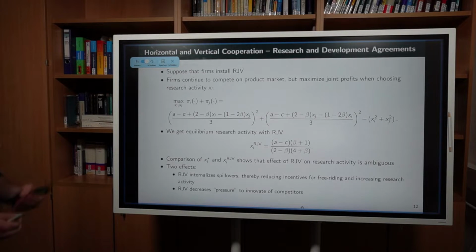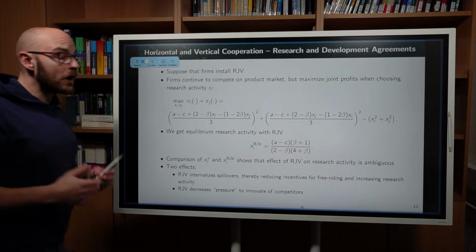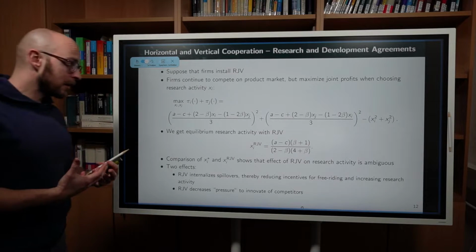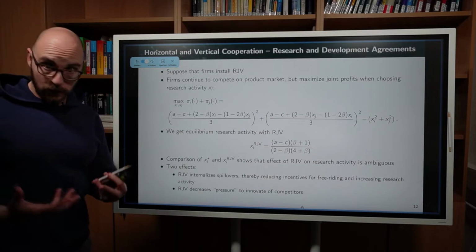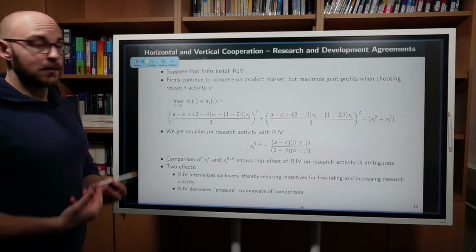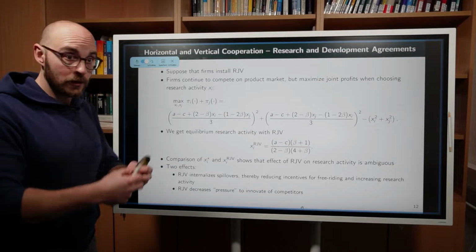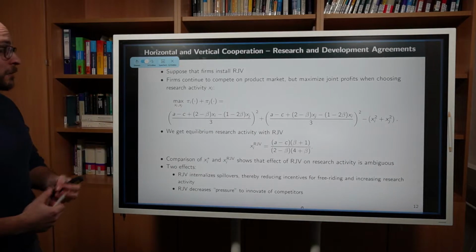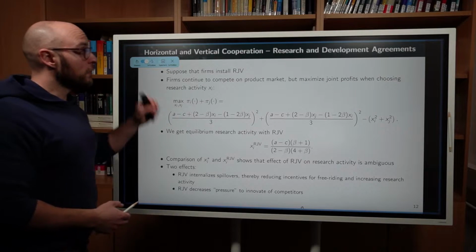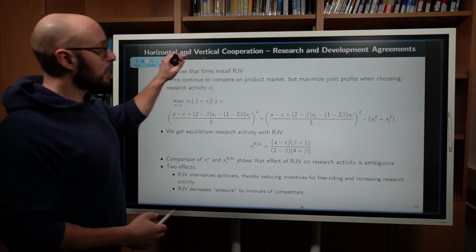So, and what we do now is to install a research joint venture. Why do we do that? Well, economically speaking, we have this positive externality, which is our research activity, and we want to internalize this positive externality. And how do we do that? Well, we pack the two firms together, right? And that means that we have the two firms not competing on the research level, but still competing on the product market.